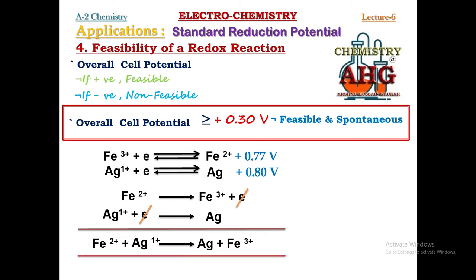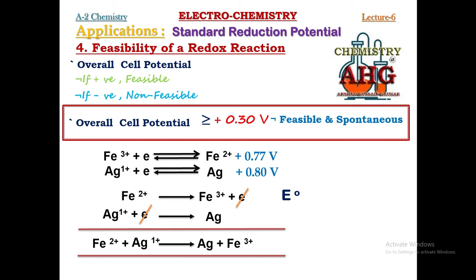How can you prove that? You can use the formula for calculating standard cell potential. What is the formula for calculating standard cell potential? The formula is the standard reduction potential of the cathode minus the standard reduction potential of the anode. Look, I am using this formula right now.